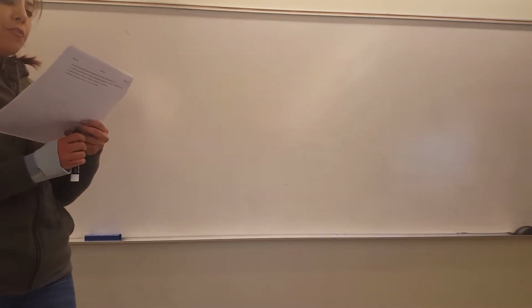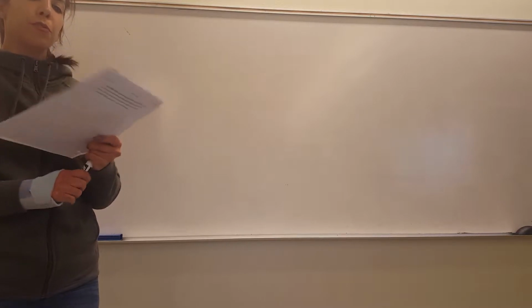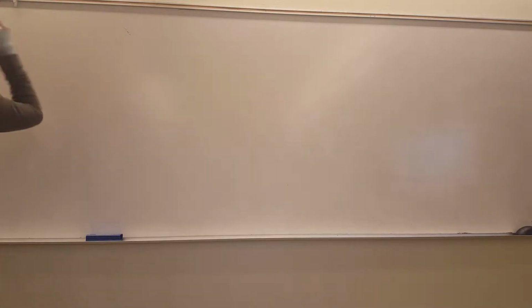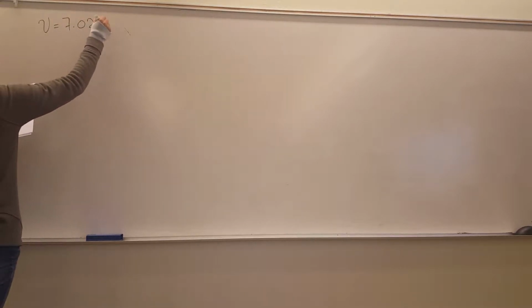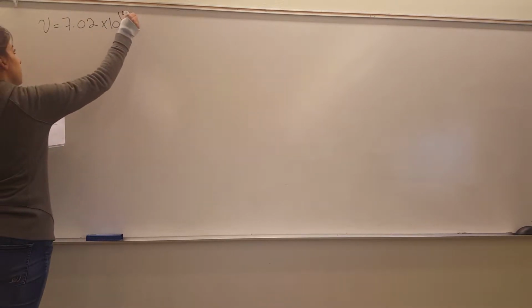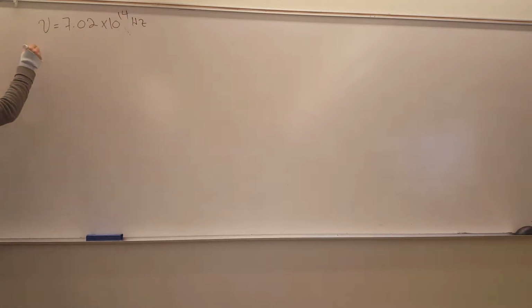So you want to calculate the energy and wavelength of a photon with a frequency of 7.02 times 10 to the 14 hertz. So frequency is 7.02 times 10 to the 14 hertz, and you want to find the energy and also the wavelength for this photon.